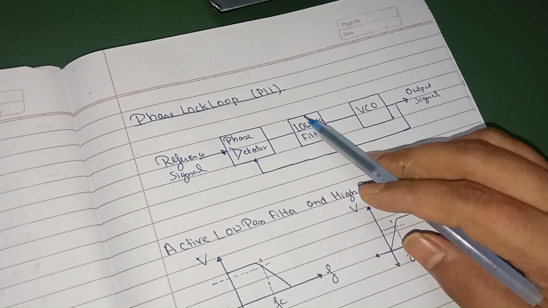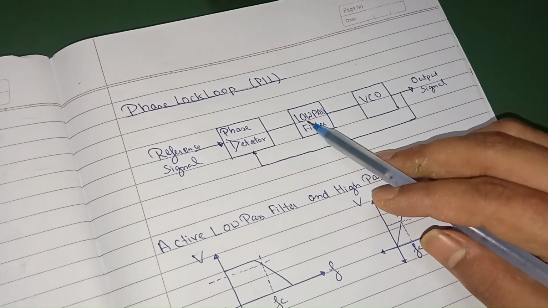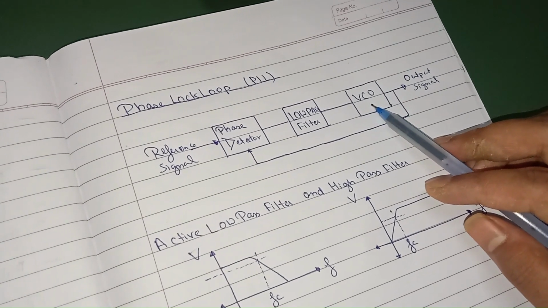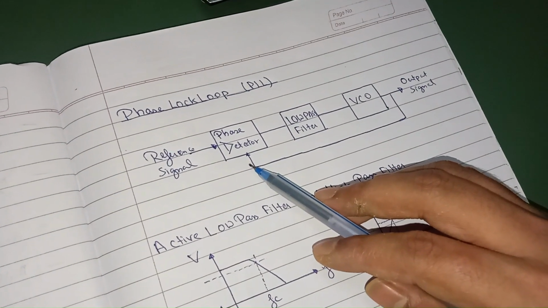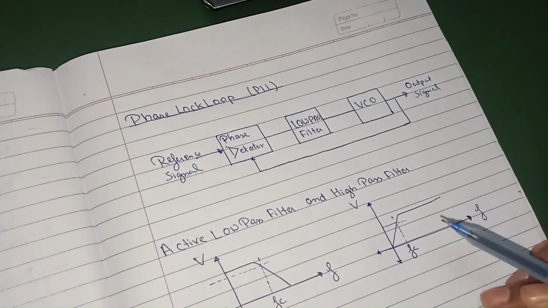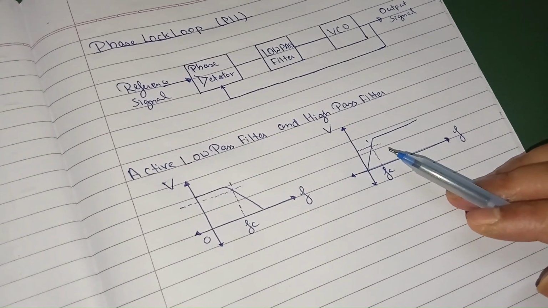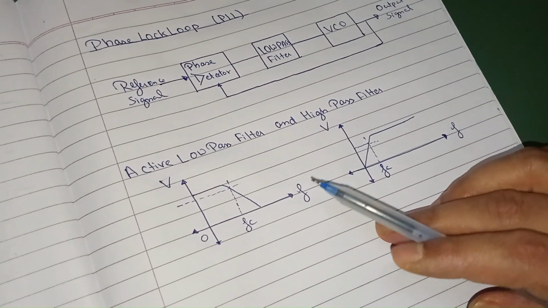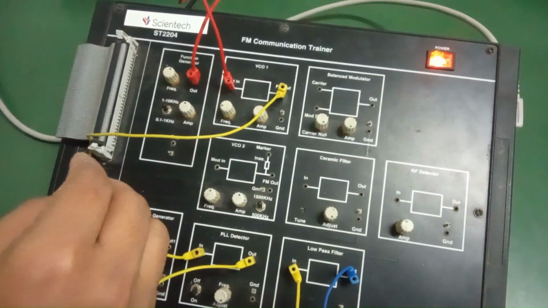The error signal passes through an active low pass filter, which removes high frequency noise, leaving a smooth control signal. Next, this control signal adjusts the frequency of the VCO, which generates the output signal. As a feedback system, the PLL continuously aligns the output signal with the reference. And here the graph shows the frequency response of the low pass filter and a combined low pass filter and high pass filter, illustrating how specific frequencies are passed and attenuated. So let's start with the experiment.